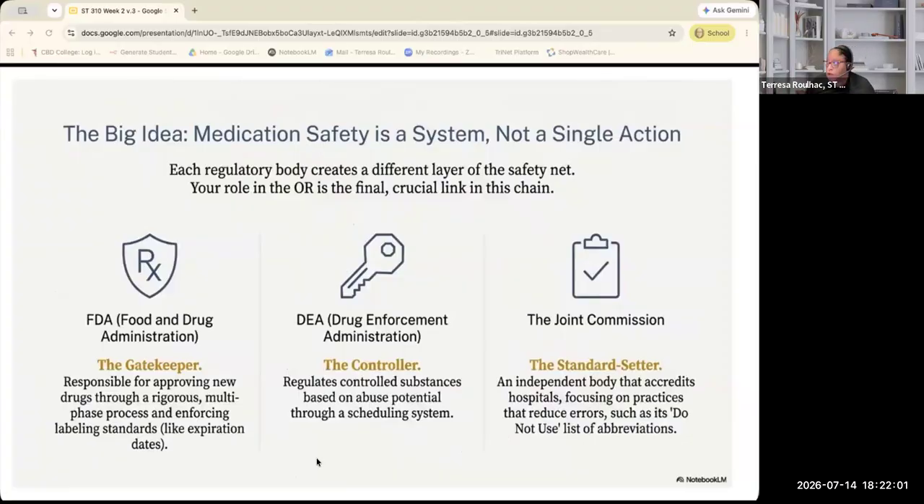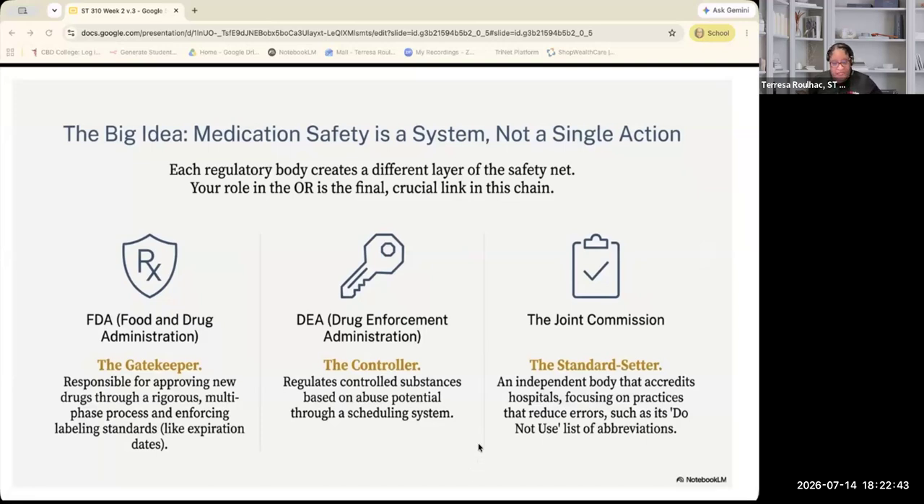So let's zoom out just for a moment. Medication safety doesn't happen because one person is careful either. It also depends on organizations that create standards and regulations. It is going to be very important that you understand or be able to differentiate between the FDA, DEA, Joint Commission, and you're going to hear it a lot throughout the course. What I want you to remember is that each one plays a different role in protecting our patients. It's going to be important for you to be able to identify how they fit in.